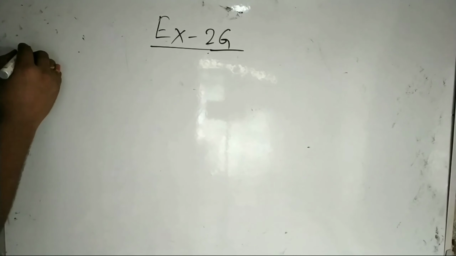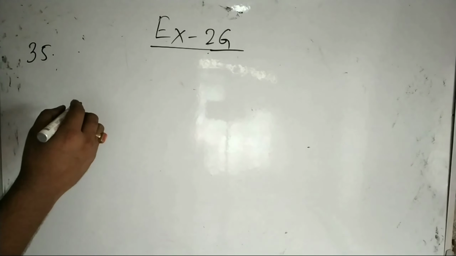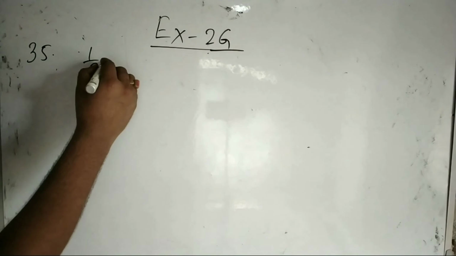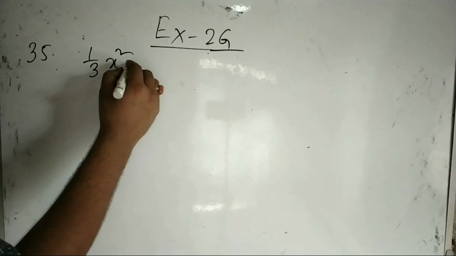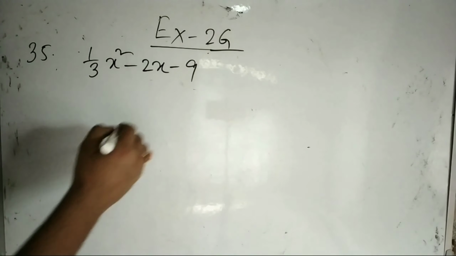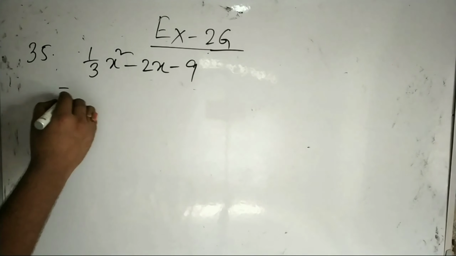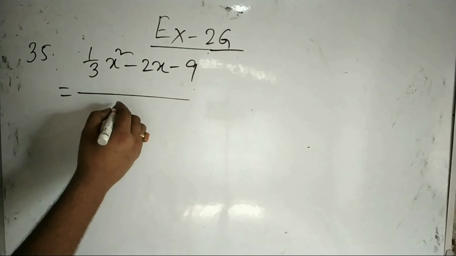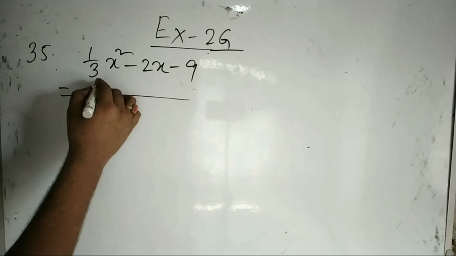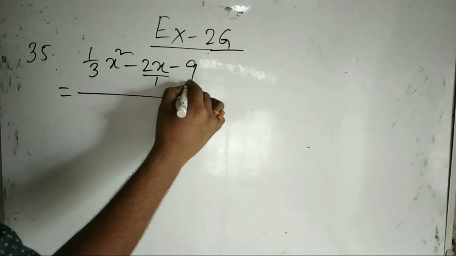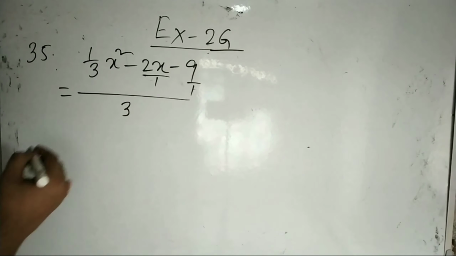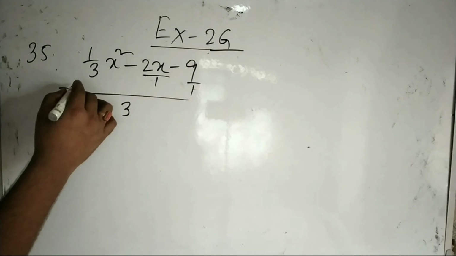Next, we will be doing question number 35. It is 1 by 3 x square minus 2x minus 9. What do you have to do? First of all, make the LCM. Here it is 3 at the denominator, here 1, here 1. So 3 will be the LCM.